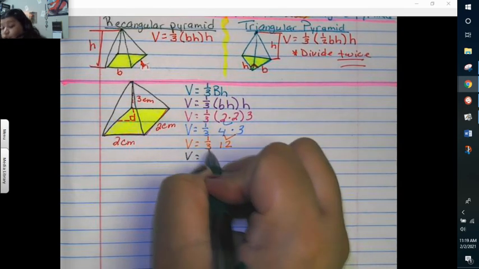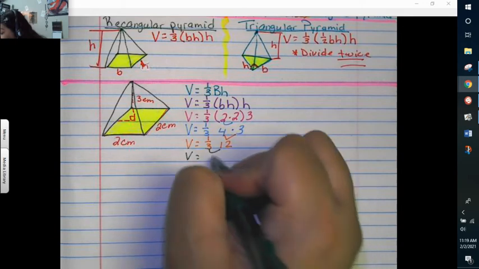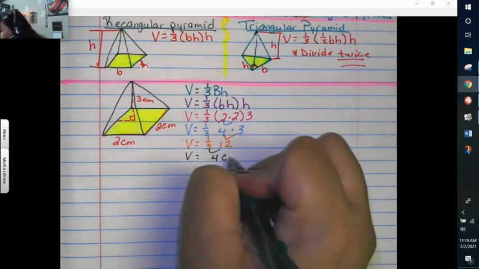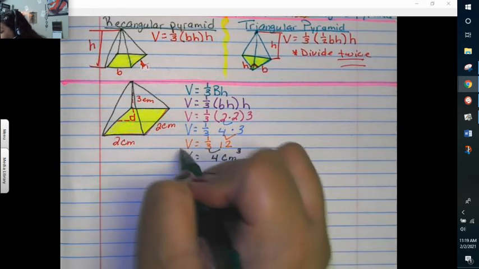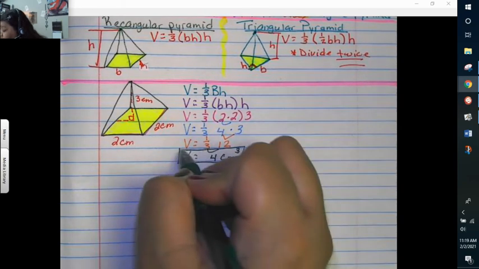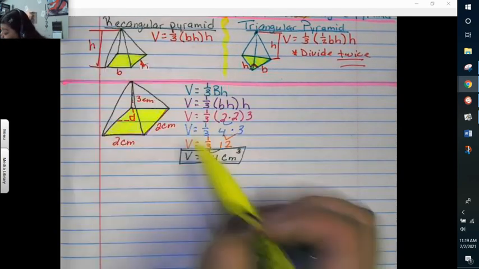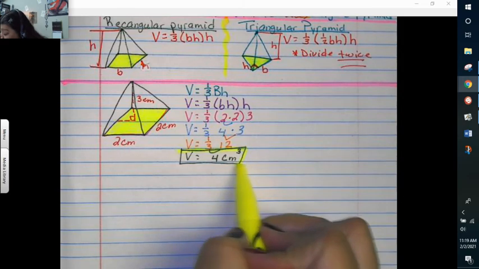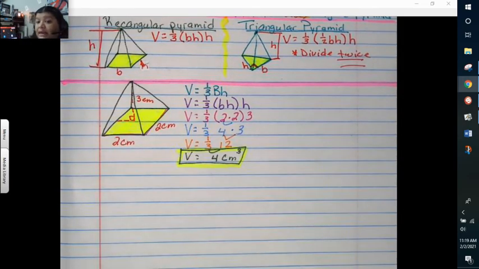And then now I have to do 12 divided by 3, which is 4 cubic centimeters, or centimeters cubed. Okay, and that's it. So it looks kind of the same depending on the base, right? Just like a prism, we did base times height, except on this one, because it's a pyramid, you have to divide by 3. You have to divide by 3, okay? Think you got it? All right, let's try another one.